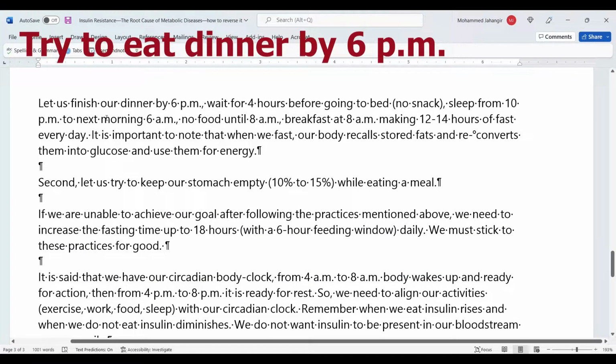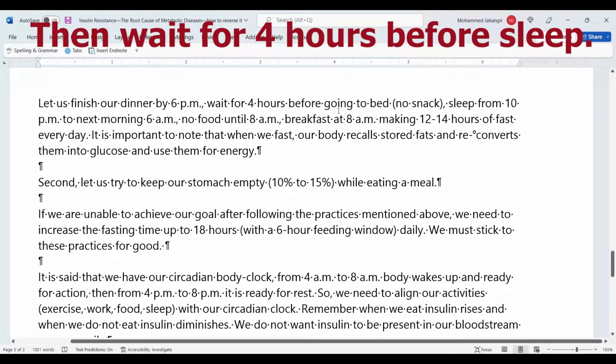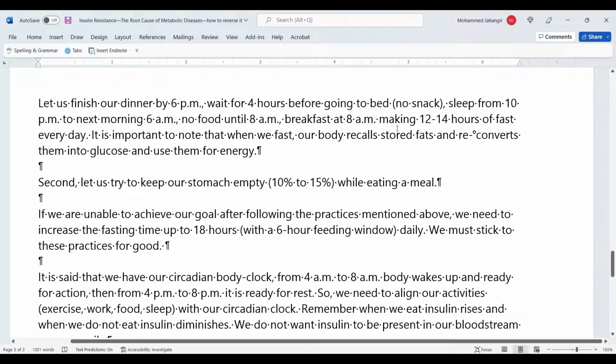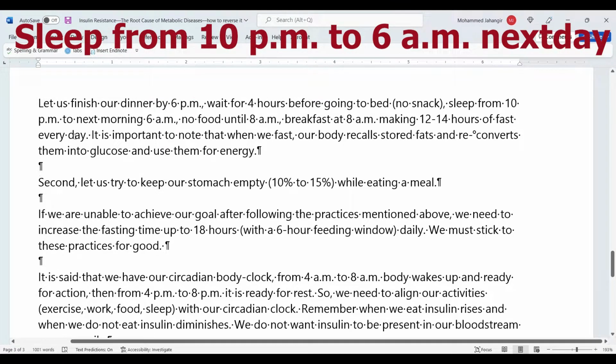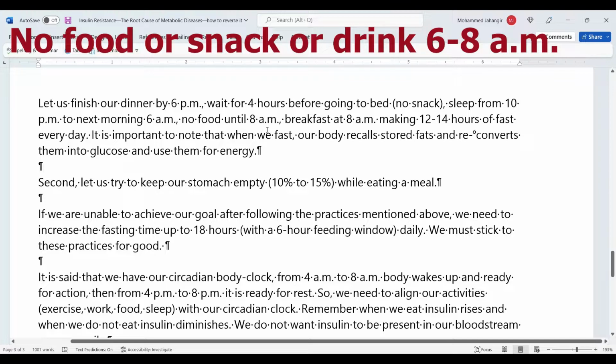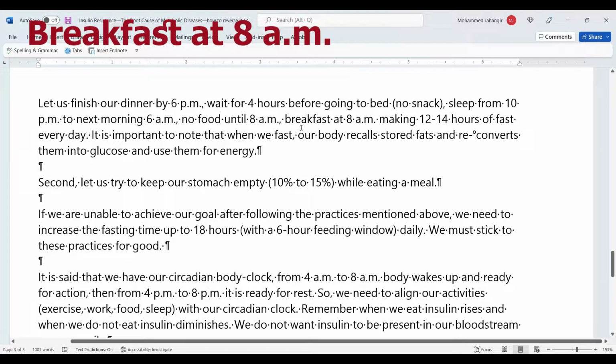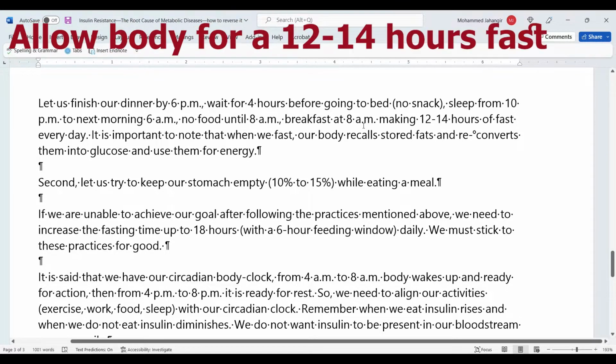Let us finish our dinner by 6 p.m. Wait for 4 hours before going to bed. There shall be no snacks during those 4 hours. Sleep from 10 p.m. to next morning 6 a.m. No food until 8 a.m. Breakfast at 8 a.m., making 12 to 14 hours of fast every day.